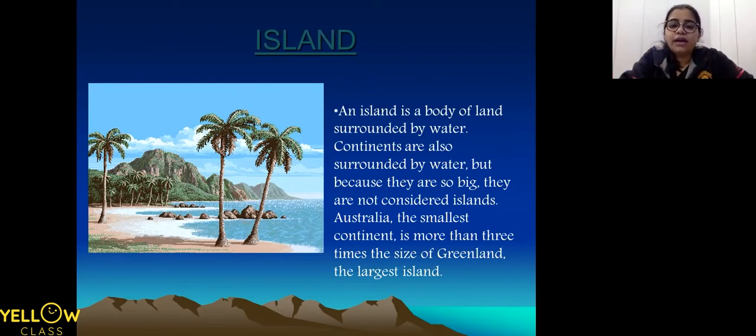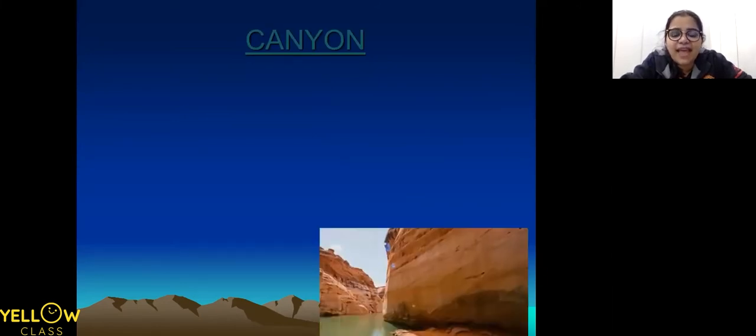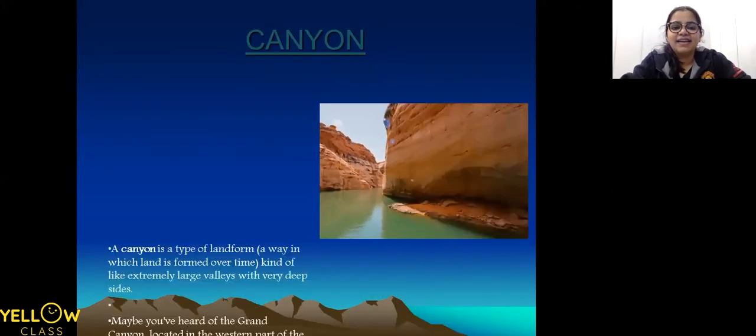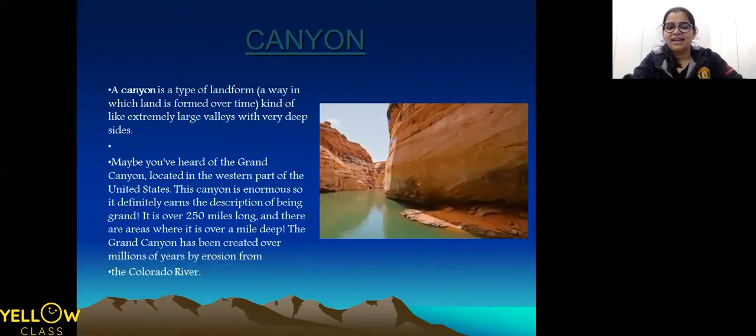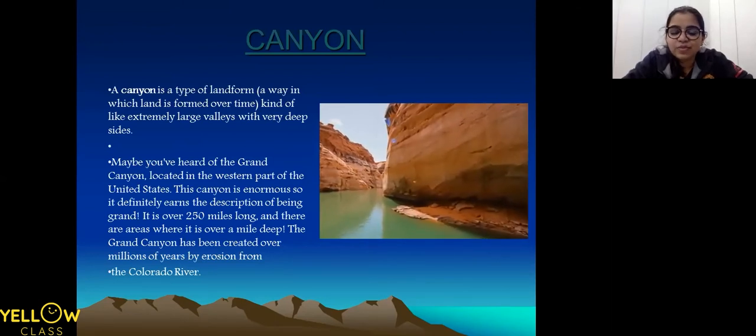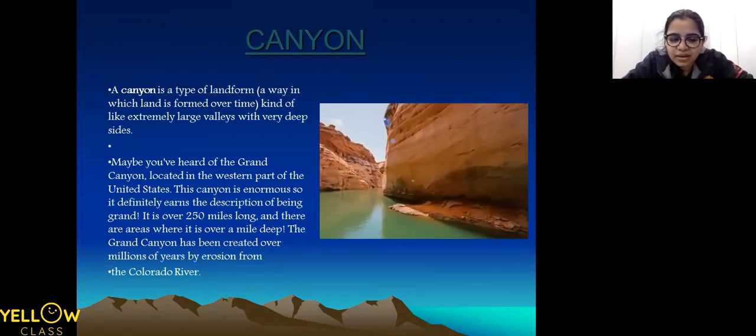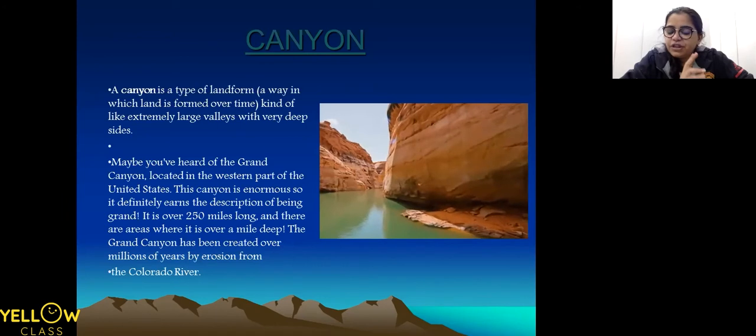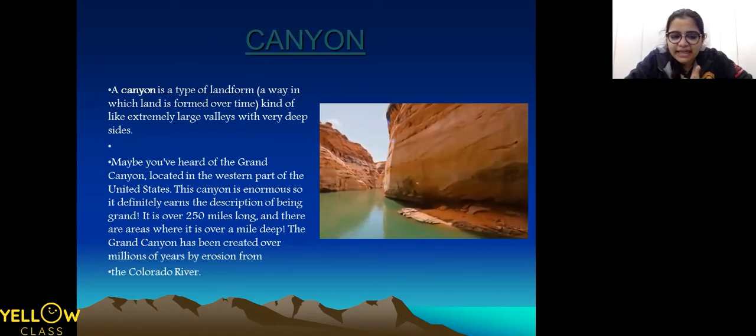Perfect. Bingo. All right. So let's move on from an island to our next land reform, and that is a canyon. Woohoo! Canyon. Now, what is a canyon? This is a new thing for all of you, right? Can we see this wonderful picture? Let's just observe it for 10 seconds. What exactly is this picture saying?